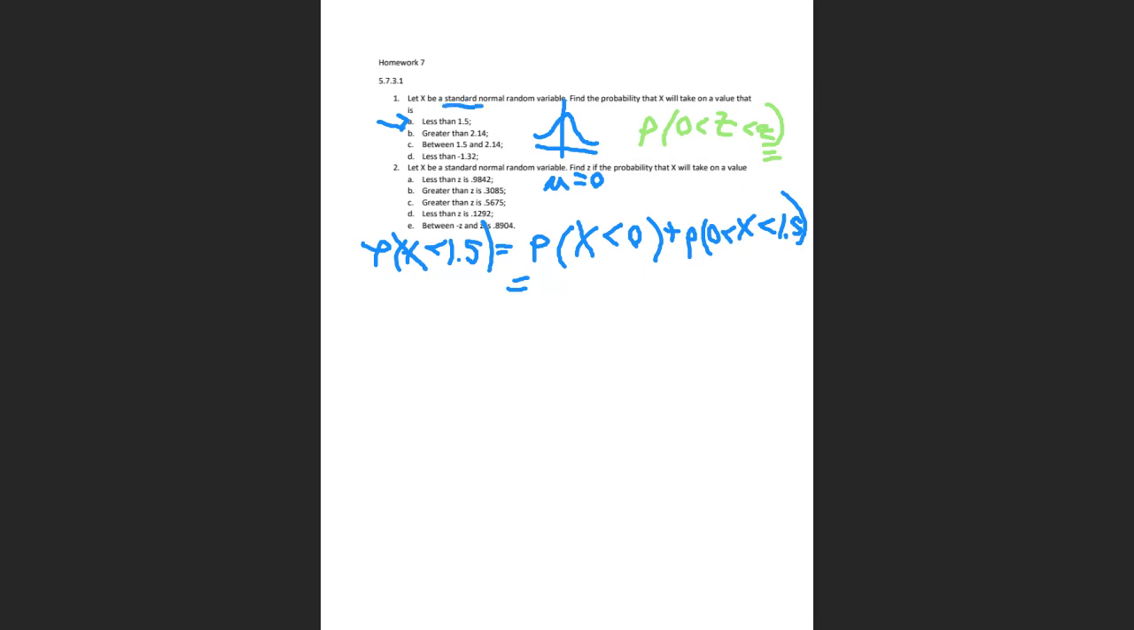Make sense? The word standard is telling you that the mean is 0 and the standard deviation is 1. So because it's a standard normal random variable, the probability that X is less than 0 is 1/2. Then you add that to the other probability. Can you tell me from the table what that probability is? For 1.5, you have to look it up in the table, but that's not the final probability. Do you know how to find the probability from the table, or do you need help with that?